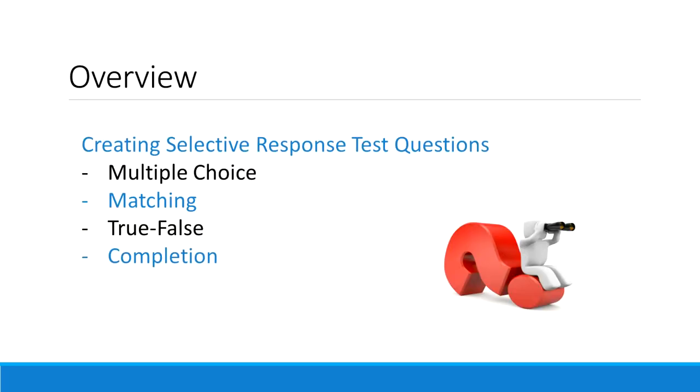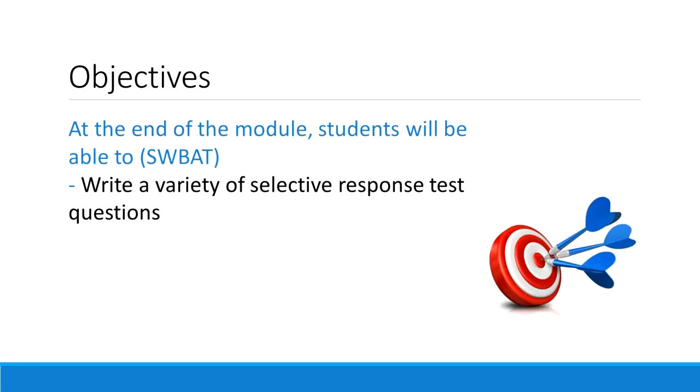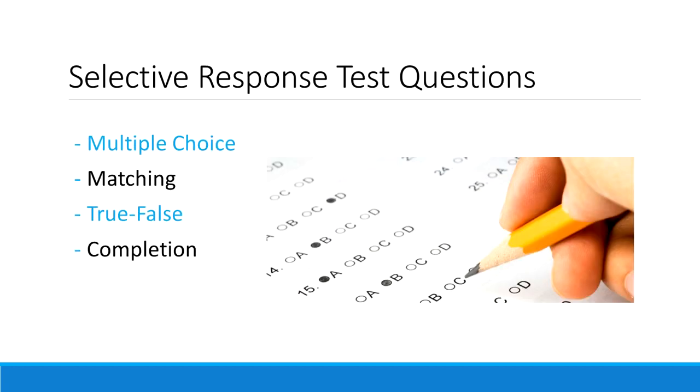So in this video, we're going to talk about selective response test questions, which are basically your multiple choice, matching, true, false, and completion. At the end of this module, you should be able to write a variety of selective response test questions and know the advantages and disadvantages of each type. So what are your selective response test questions? They're multiple choice, matching, true, false, and completion.